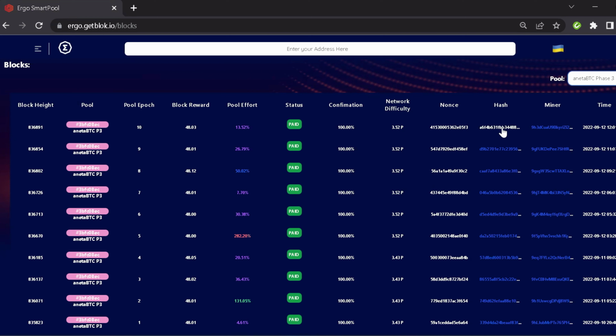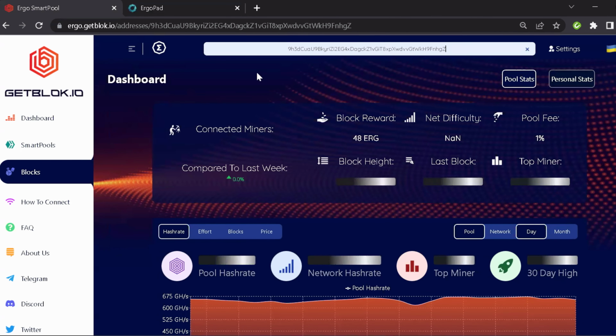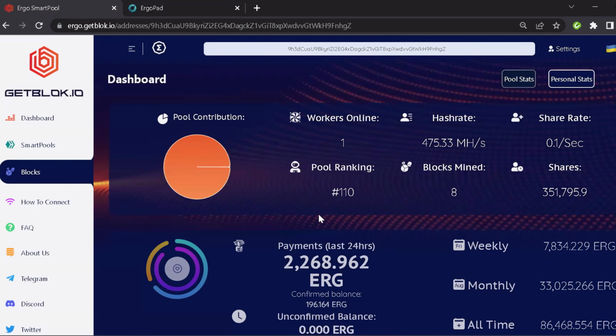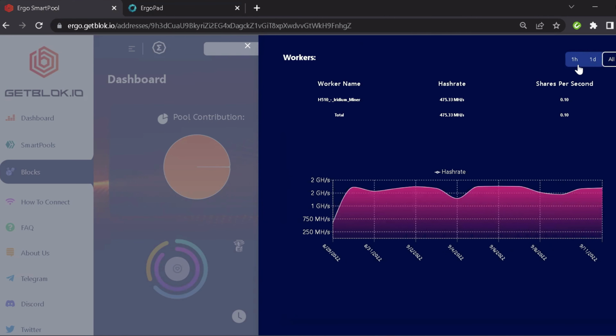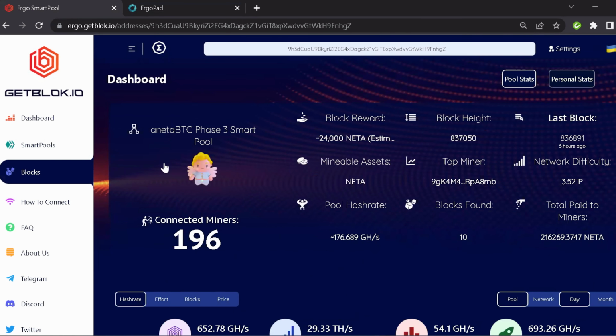And then if you go here, you can actually see the hash. So that's what's recorded on the blockchain, as well as the miner who found the block. And I think you put in your address, and then obviously it pulls up your personal stats. And then as you click on some of these tabs, you can see more details. So I think you saw that. So there's that. But yeah, again, that's really the background into the smart pools.